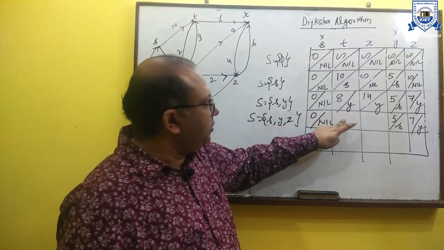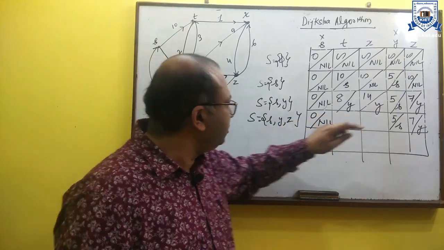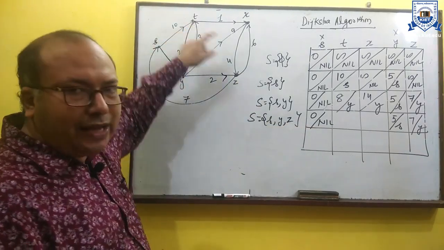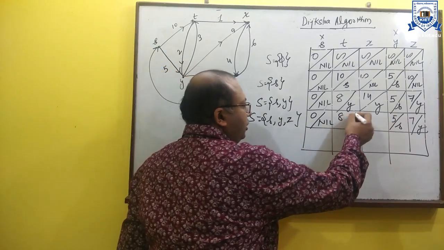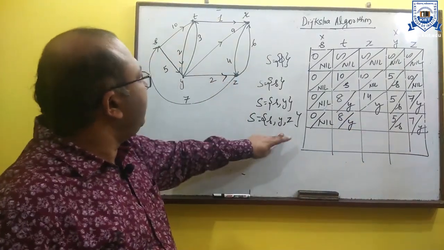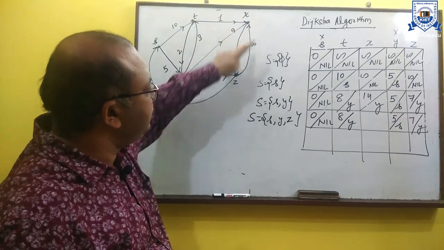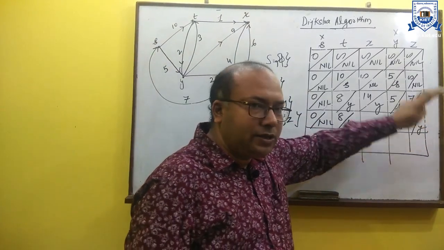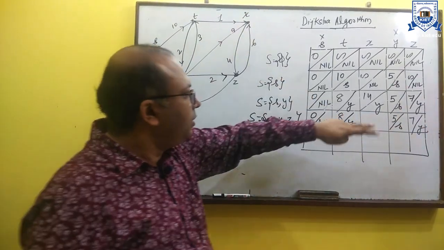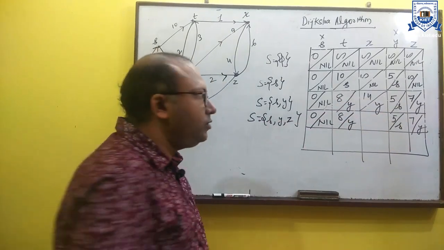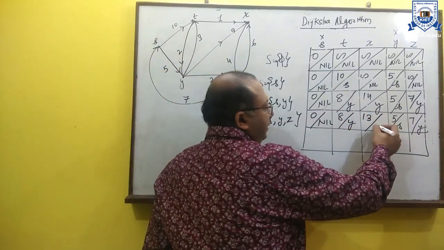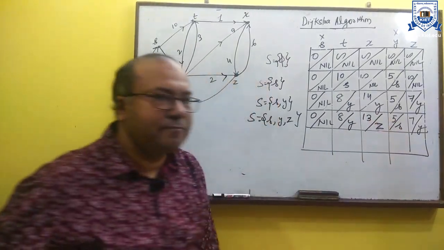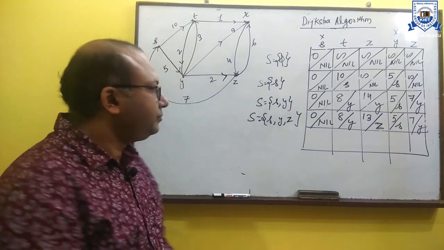Now for this particular row, the starting vertex will be considered as Z. So we need to find the edges from Z to T and Z to X. So Z to T, no edge is available, so it cannot change. Z to X, yes, Z to X is available, 6. And the earlier value of Z is how much? 7. 7 plus 6 is 13. The previous value of X is 14. So yes, it will update it. It is updating because of Z. Fine?